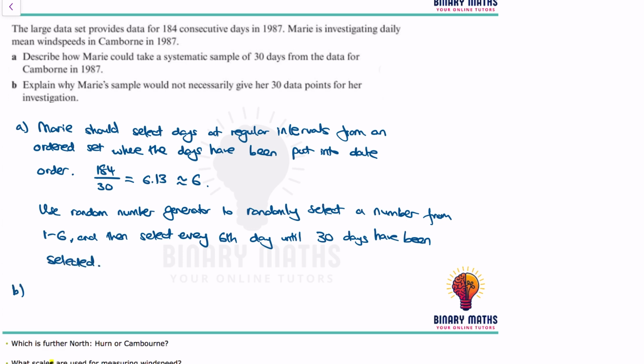Part B, explain why Marie's sample would not necessarily give her 30 data points for investigation. So anytime that you can't get, obviously, all the data, there might be missing values in the data.